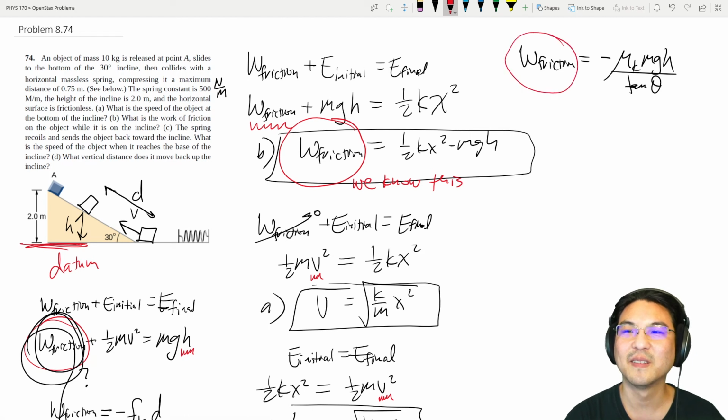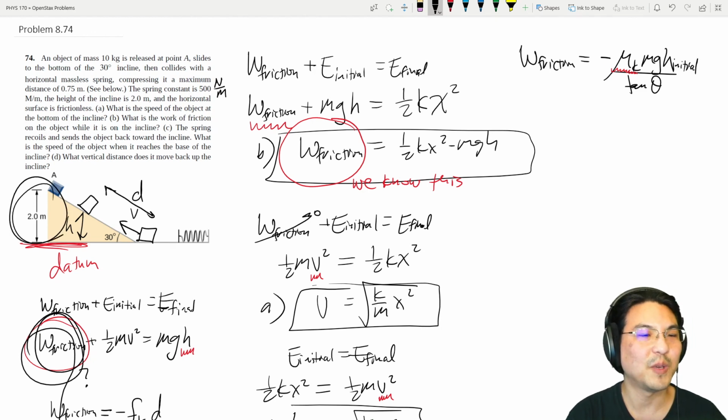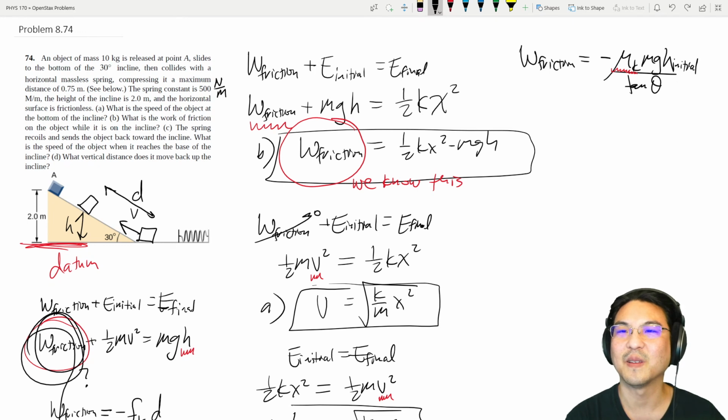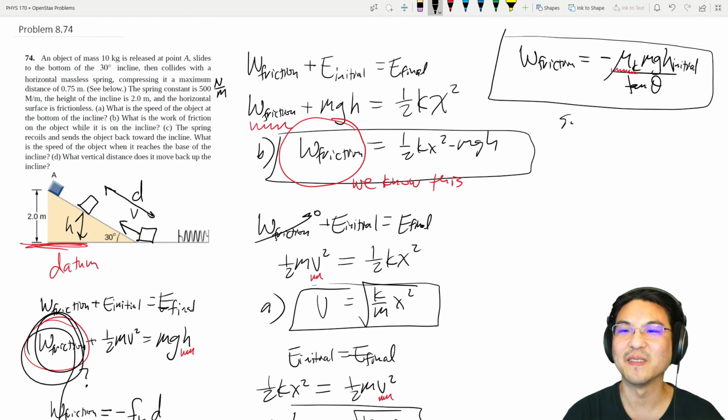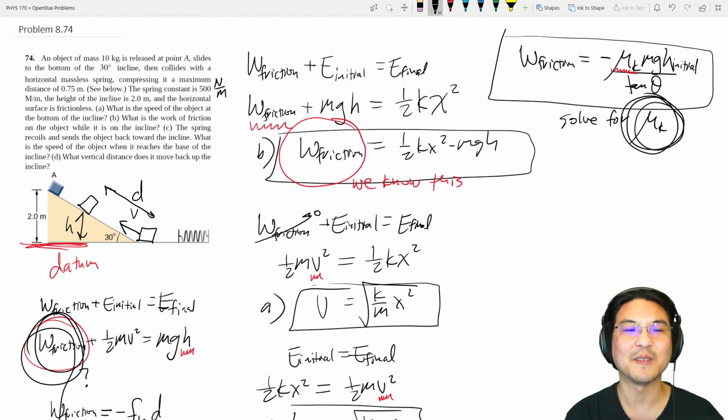But this, we know this. What is known and what is unknown? We know the work by friction. We solved it right here. This coefficient of friction is unknown. Mass, we know. G, we know. This is the initial height, 2 meters. So if you take a look at this, the only unknown is the coefficient of kinetic friction. Solve for mu k. Now you know it based on when it was sliding initially.